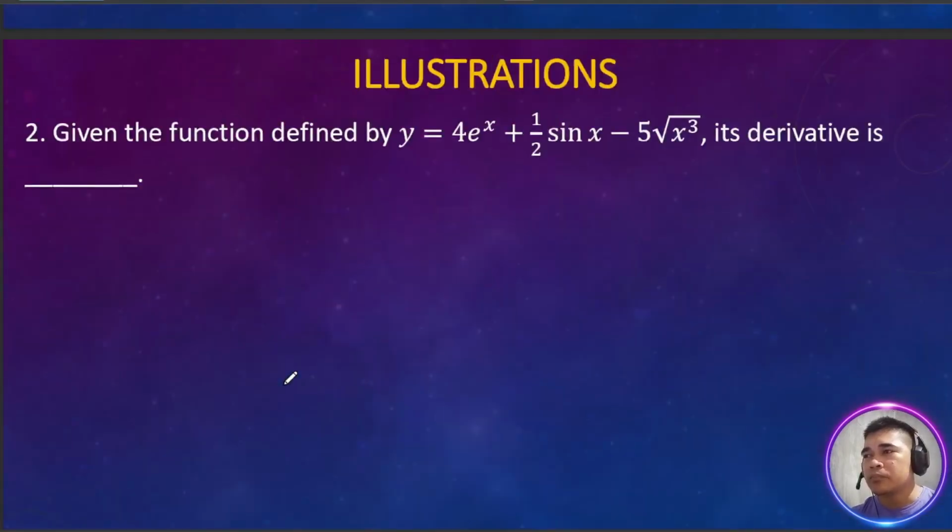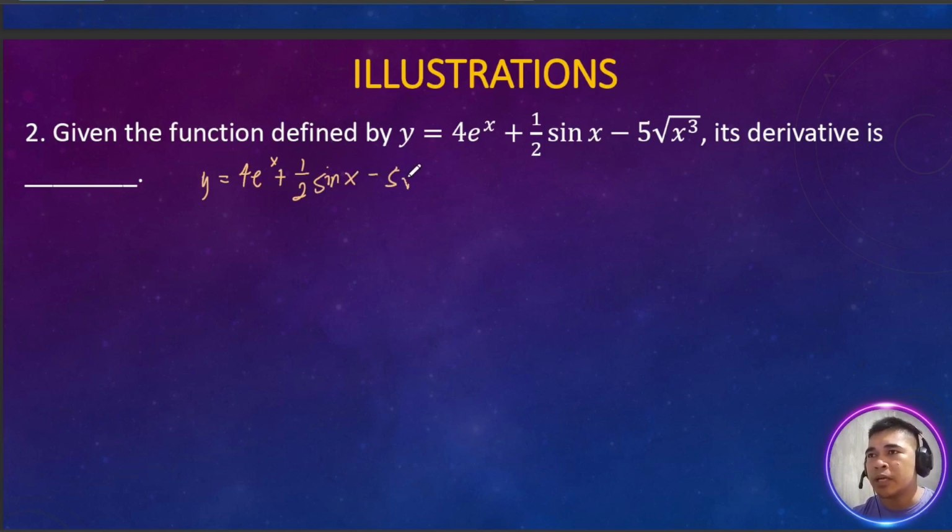Next, given the function defined by y is equal to 4 times e to the power of x plus 1 half times sine x minus 5 times the square root of x cubed, and its derivative is, so we have the given y is equal to 4 e to the power of x plus 1 half sine x minus 5 times square root of x cubed. Now, y prime, so matag term atong applyan sa different theorems.